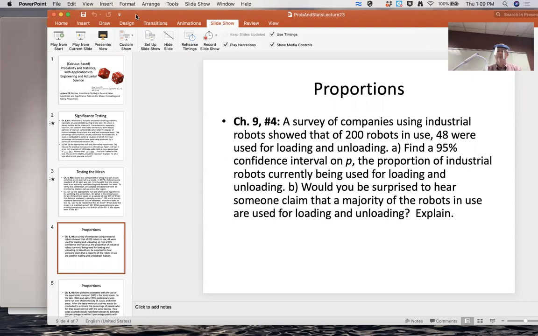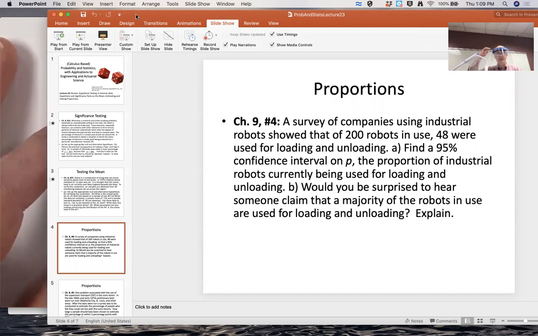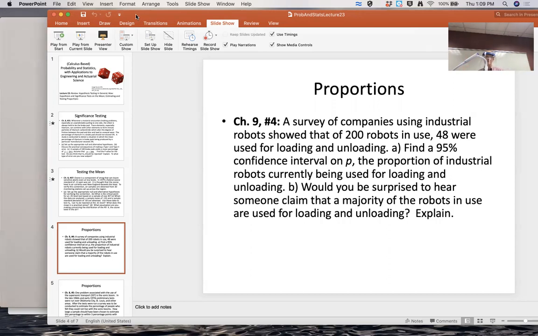A problem says a survey of companies using industrial robots showed that of 200 robots in use, 48 were used for loading and unloading, as opposed to some other use. Find a 95% confidence interval for P, the proportion of robots currently being used for loading and unloading in the entire population. Maybe for extra emphasis they should have put the word all in there, the proportion of all industrial robots. This is a population parameter.